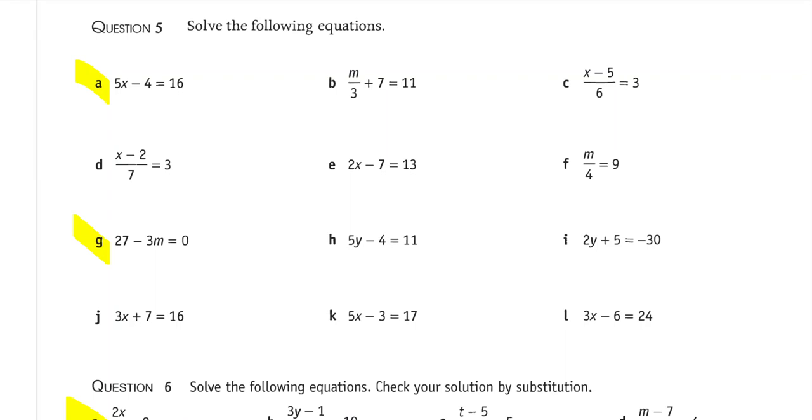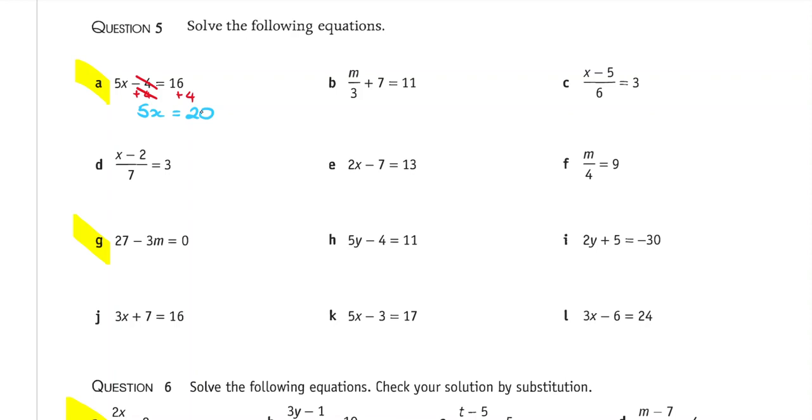Okay, the tip was you start further away and you're gradually working your way closer to the x. So the minus 4 has to go first. What's the opposite? Yes, plus 4, plus 4. They will disappear. So we have 5x remaining. 16 plus 4 is 20. So you would have earned yourself 1 mark so far.